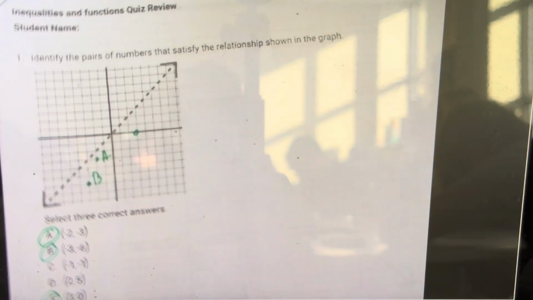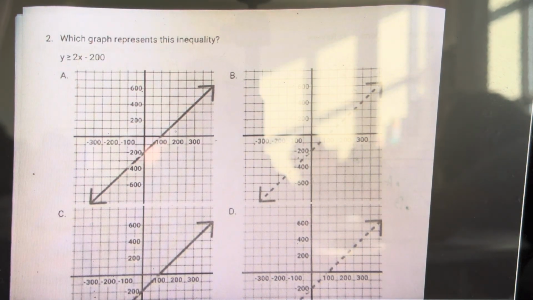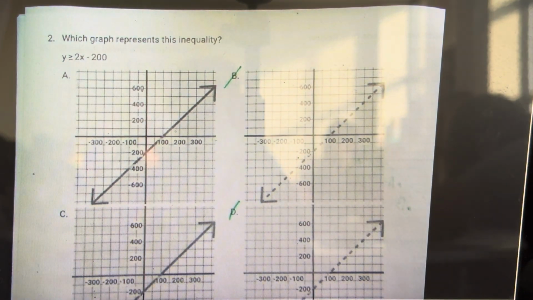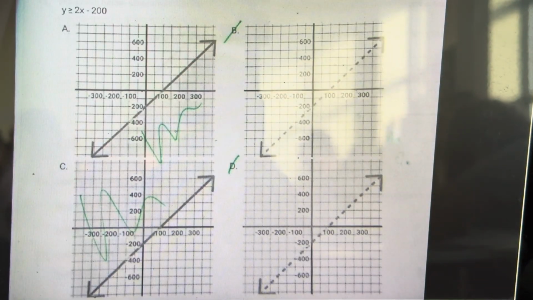Okay, number 2. And so what do you need to know about the graph? It has to be a solid line. It has to be solid, so that means we can omit B and D. And you can see a little bit that this is your shaded region and this one. And what does that symbol say? Greater than. And so what was my answer? C.